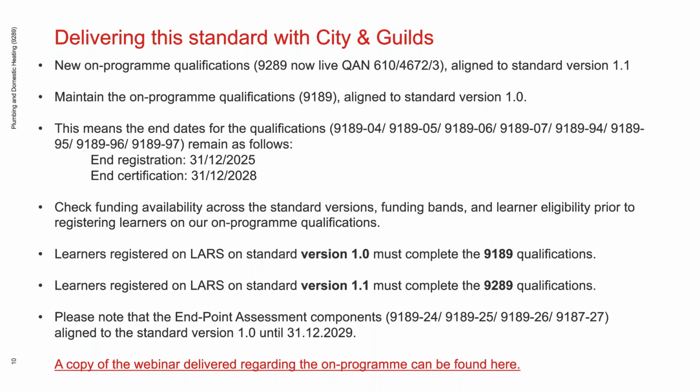Check funding availability across the standard versions, funding bands and learner eligibility prior to registering learners on our on-programme qualifications. Please be mindful that learners registered on the LARS on standard version 1.0 must complete the 9189 qualifications. Learners registered on the LARS on the standard version 1.1 must complete the 9289 versions. Please note the endpoint assessment components 9189, 24, 25, 26, 27 are aligned to the standard version 1.0 until the 31st of the 12th, 2029.